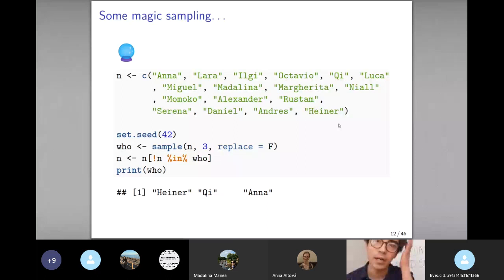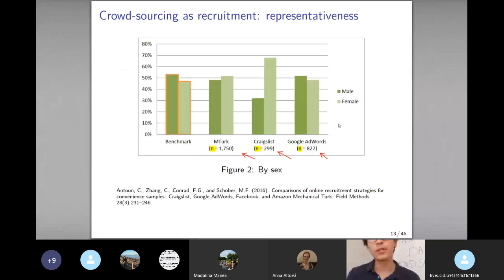We're going to move on. Just feel free to interrupt at any moment. So these are some results from this study comparing recruitment platforms. The benchmark bars are what they were aiming for. And then you can see how different platforms vary in terms of who they get. So we see Mechanical Turk, not necessarily more men, and same for Craigslist. So many more women filling in the survey, but of course the sample sizes are very different. Also Craigslist, we have 300 people.